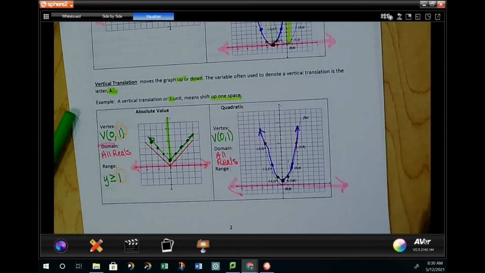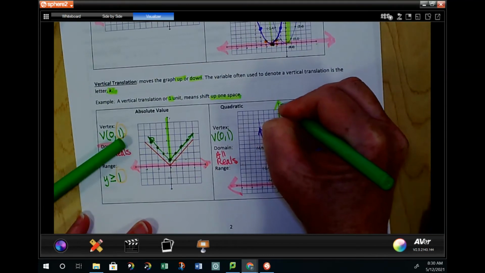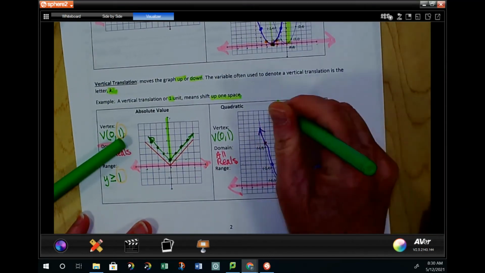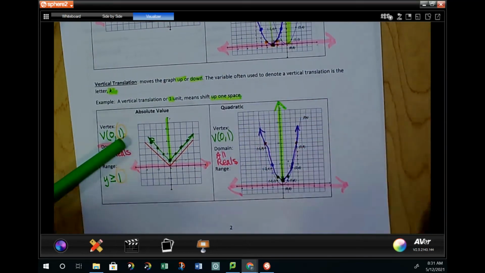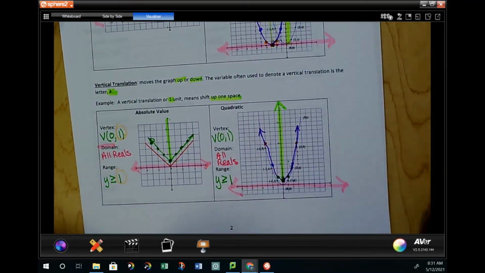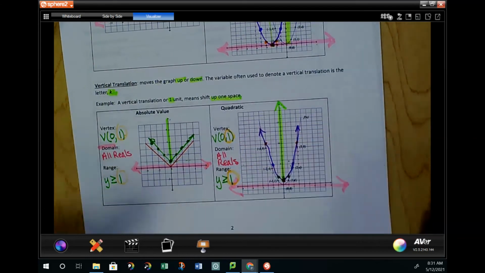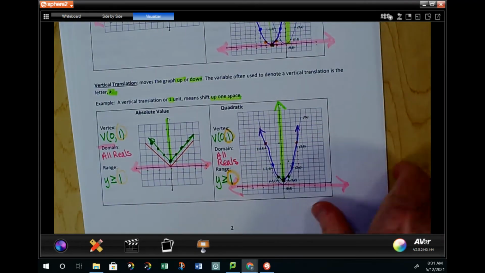And then my range, the smallest point that I go on my range is I'm going to go down to positive 1, and then it's going to keep on going up. So notice that when I have these, I'm drawing those arrows. So it keeps on going up, but it stops at 1. So that means that y is greater than or equal to 1. Again, my y value of this vertex matches that y value of my range restriction.